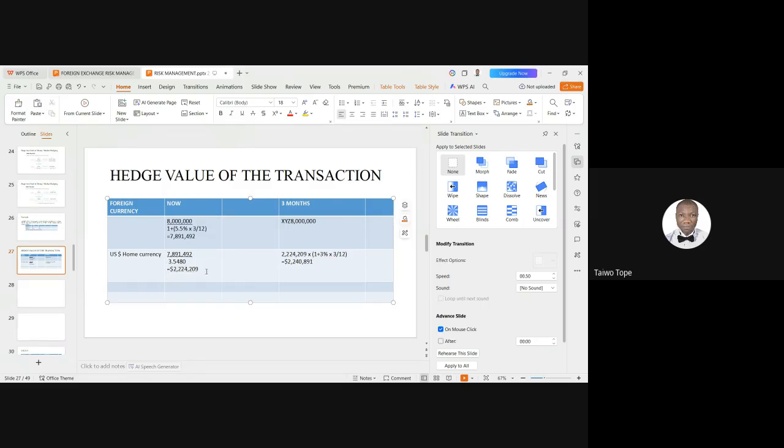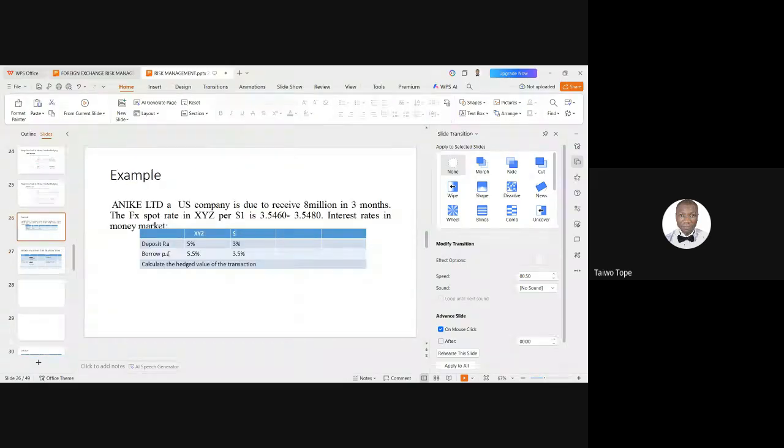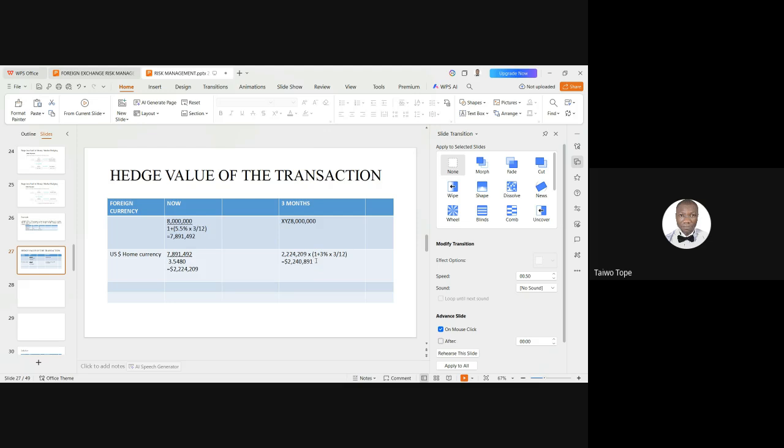This deposit will not just be there. It will grow. At what interest rate? Deposit in your home currency will grow at 3%. This 3% is per annum. For 3 months, it will be 3% multiplied by 3/12 plus 1. So since it's growing, you multiply.